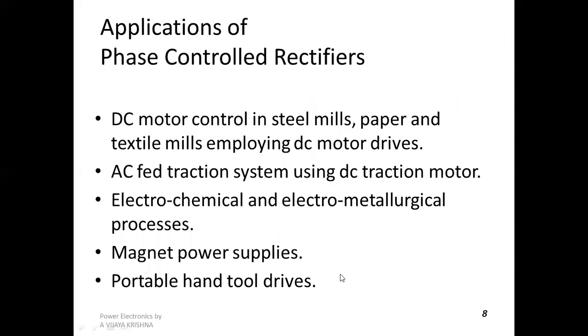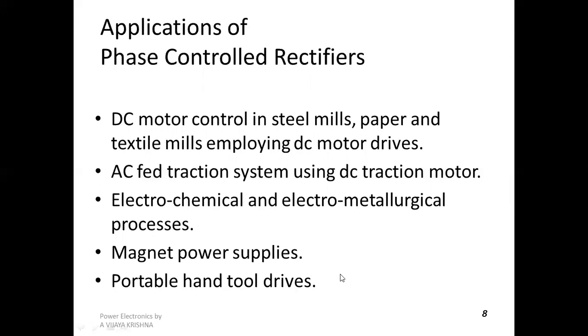Next one, what are the applications of phase control rectifiers? Just now we discussed that. DC motor control in steel mills, paper mills, textile mills. These are employed with DC motor drives. DC motors compulsorily require a rectified output voltage, and it is also a controllable or variable voltage. This voltage can be applied to the DC motor drives. That is the main important application for industrial purposes.